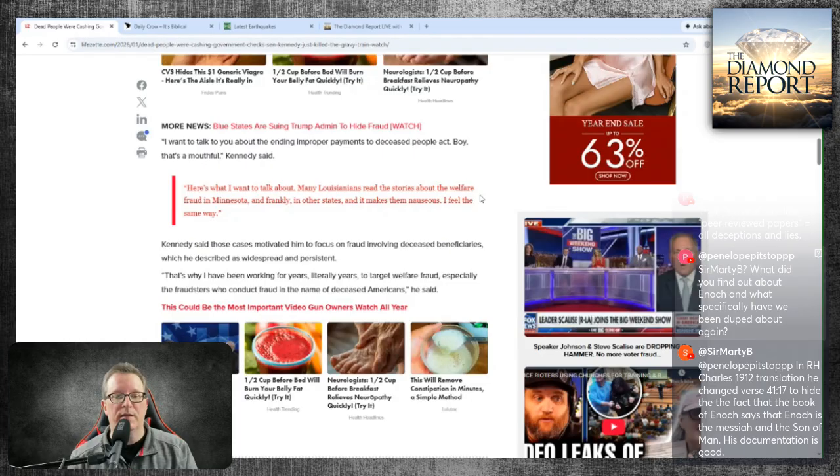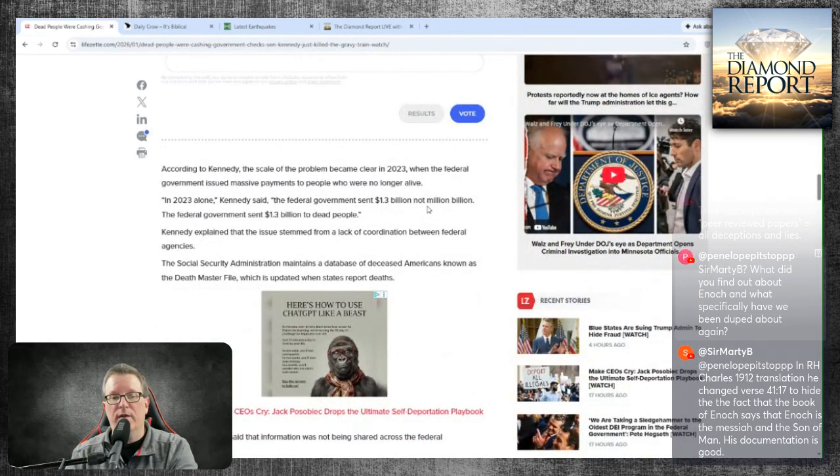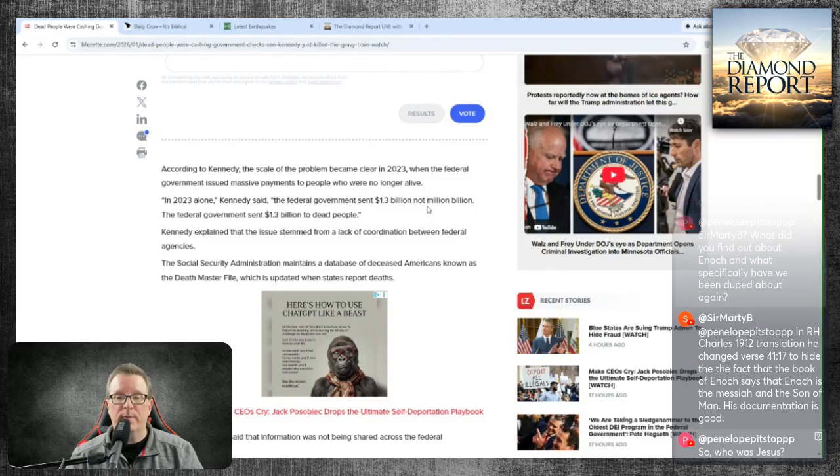That's what he said. Kennedy said that those cases motivated him to focus on fraud involving deceased beneficiaries, which he described as widespread and persistent. "That's why I have been working for years, literally years, to target welfare fraud, especially by the fraudsters who conduct fraud in the name of deceased Americans." According to Kennedy, the scale of the problem became clear in 2023 when the federal government issued massive payments to people who were no longer alive. "In 2023 alone, the federal government sent $1.3 billion, not million, billion dollars to dead people."